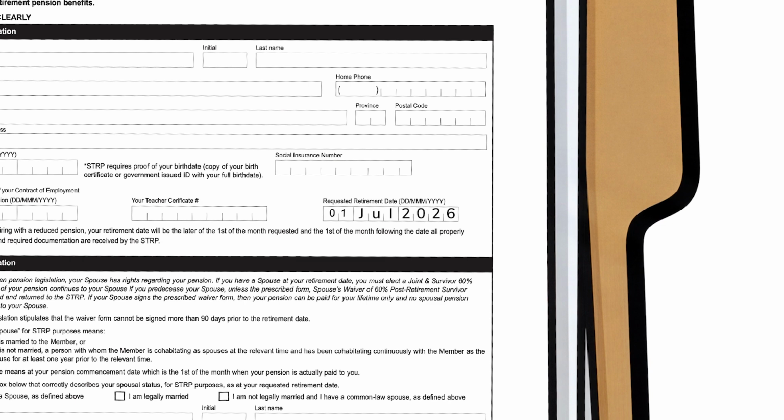Please note that if you're retiring with a reduced pension, your retirement date will be the later of the first of the month requested and the first of the month following the date the STRP receives your forms and required documentation. For example, if you've requested a March 1st retirement date, but we don't receive everything until April 7th, then we will use May 1st as the retirement date.